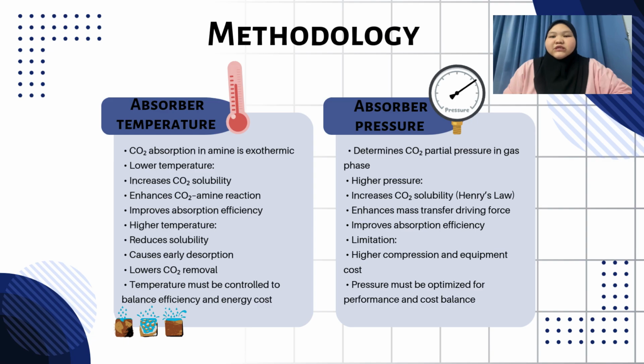This improves solvent loading and overall absorption efficiency. On the other hand, higher temperature reduces CO2 solubility and weakens the driving force for absorption. High temperature can also cause CO2 to be released too early inside the absorber, reducing removal efficiency. Therefore, the absorber temperature must be carefully controlled to achieve high CO2 removal while avoiding excessive cooling costs. In addition, higher temperature of rich amine increases the energy required in the stripper for the solvent regeneration.